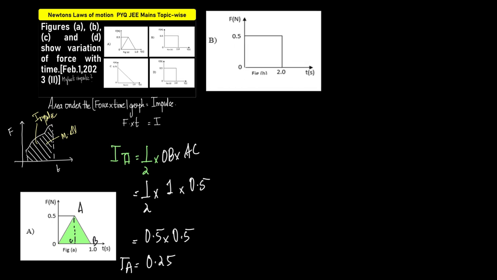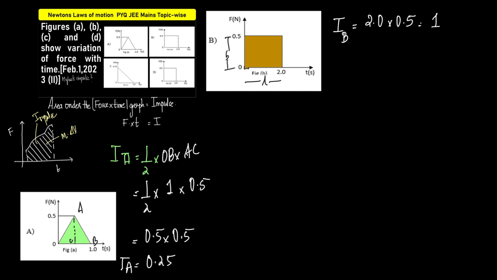So for B, if we were to find this as the given area, this rectangle is the given area. So it would be more simple here. I in B would be equal to length into breadth. So this is the length, the breadth. So what we have is 2.0 into 0.5, which is 1.